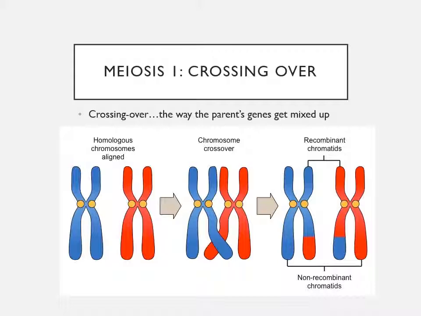So if this process didn't occur, every egg and sperm that you made would just have a chromosome from one side of the chromosome from your mom, one side from your dad, and they would all be exactly the same. But this allows every sperm and egg you make to be a little bit different, and that's why every child that you have will be different. That's why you and your siblings are not exactly the same, because of this process right here. So this is a really important part of meiosis.